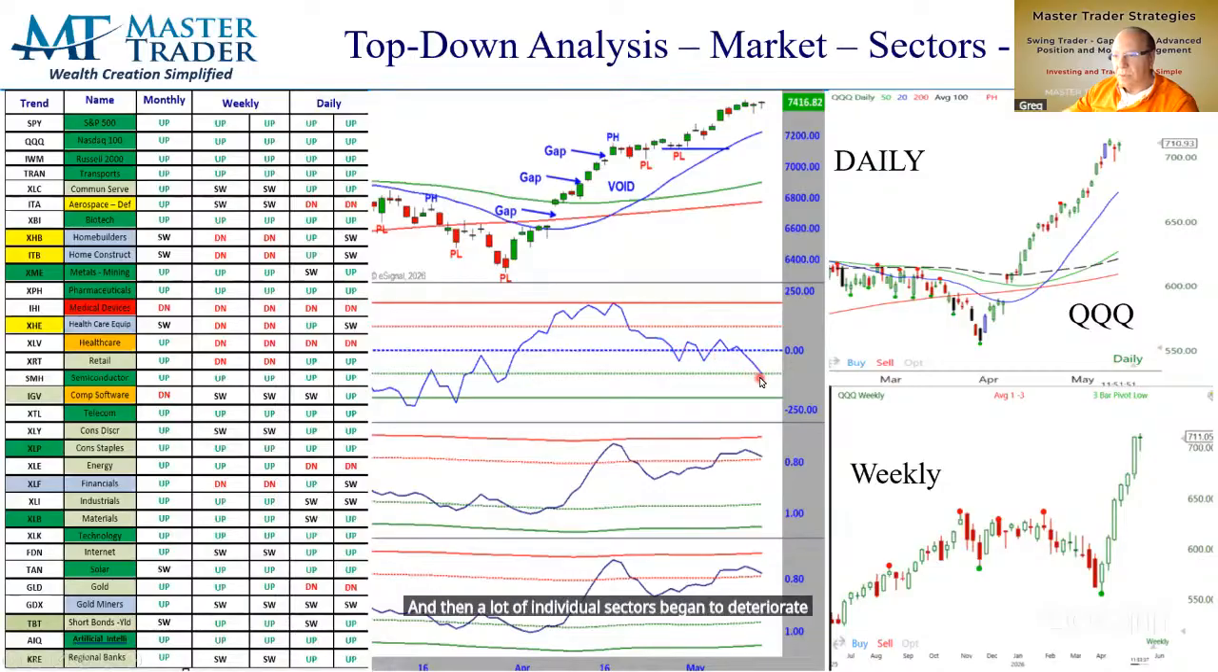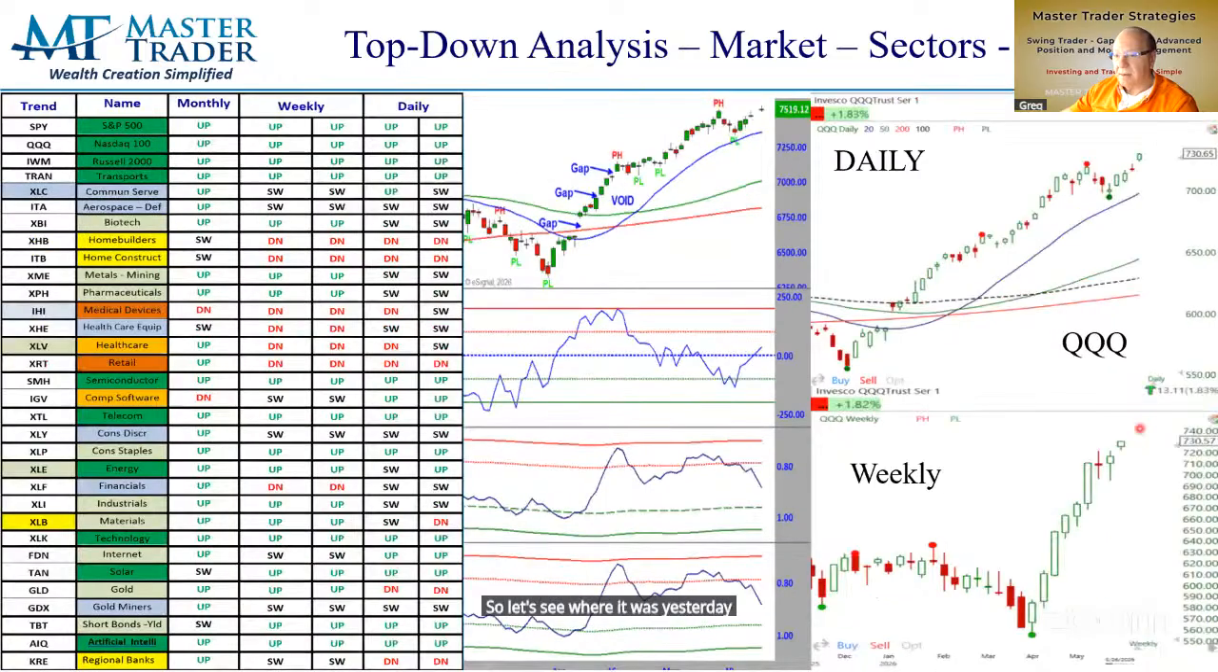And, again, this was 2 weeks ago. It was getting worse. Yet the S&P was going up. Qs were going up. The weekly was in an uptrend, but it stalled. So let's see where it was yesterday, as of last night. We view this. This is what it was over the weekend. And we see communication services got a little worse. It's neutral. Right? Sideways, up.